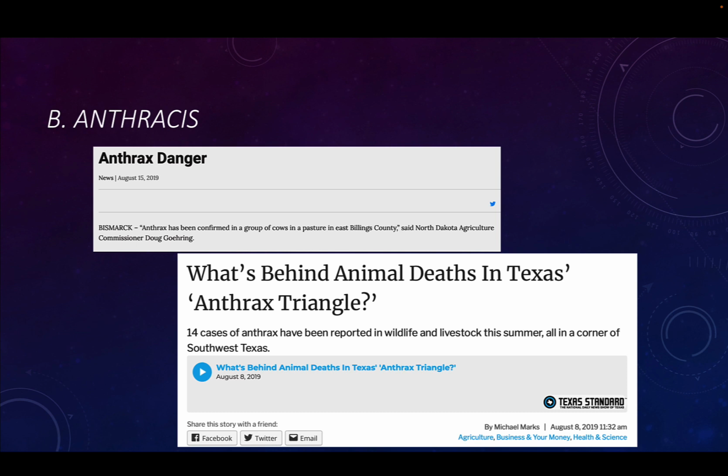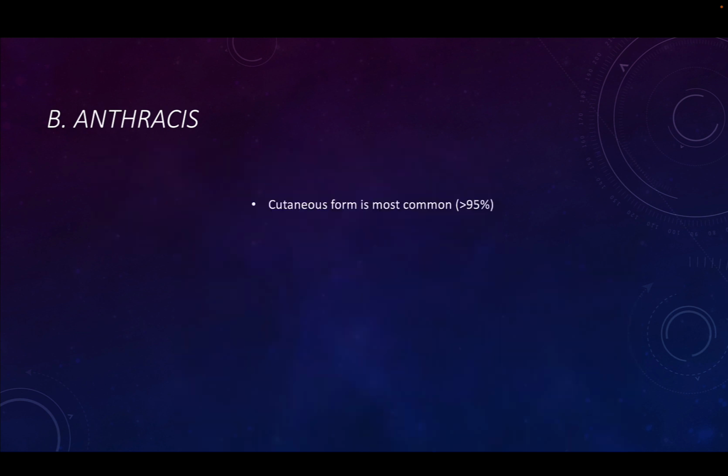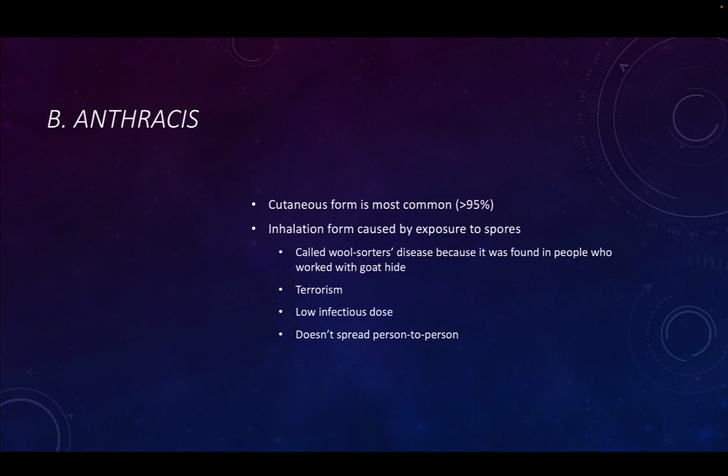What's behind animal deaths in Texas's anthrax triangle? Well, it tells you right there in the headline, anthrax, right? The anthrax triangle. So wildlife and livestock can get and do get anthrax. The cutaneous form of disease is most common. 95% of infections with anthrax are going to be that. The inhalation form is caused by exposure to spores.